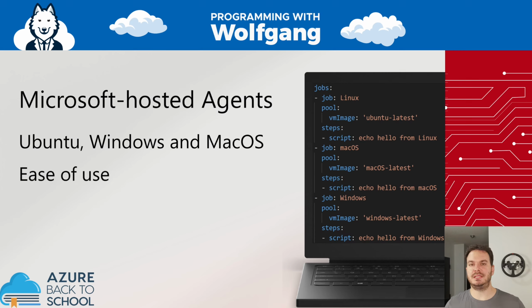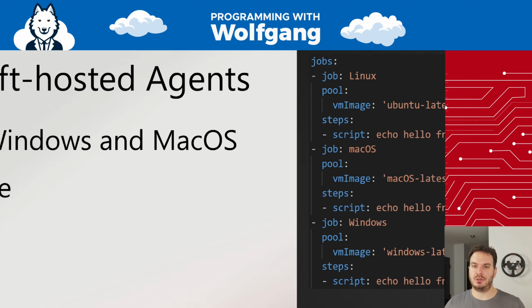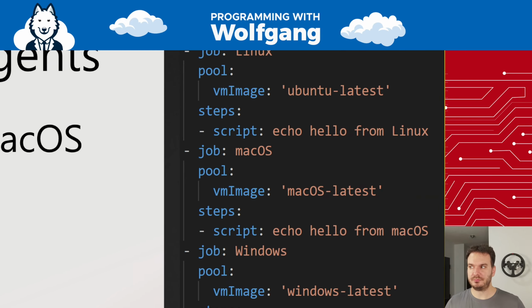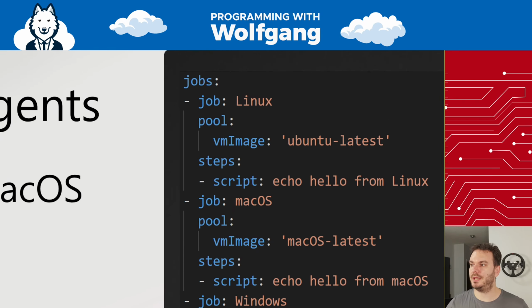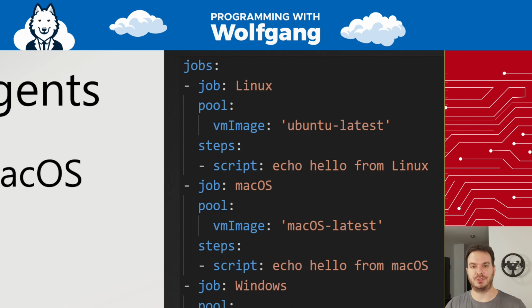And the main reason why I would use these agents is it's so easy to use. If I have a small project or just want to get started, it only takes a couple lines of code. So if you take a look here on the right, we can see we have here our pipeline, and I have 3 jobs. And all you have to do is provide the VM image, and then you say what image you want.